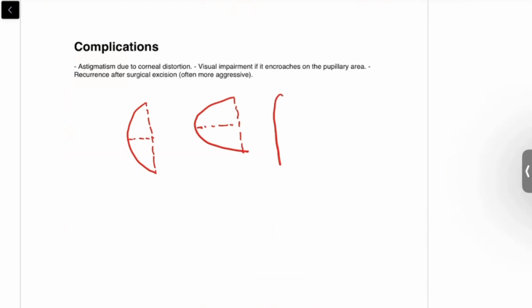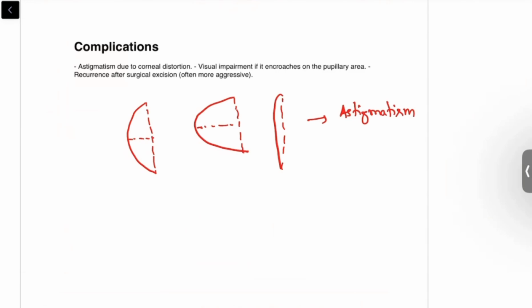What happens if we don't treat pterygium? It will lead to astigmatism because of corneal distortion. As we all know, the cornea has curvatures like this, it can be vertical curvature or horizontal curvature. So if pterygium happens, there can be a horizontal distortion or a vertical distortion. Based on this, there will be astigmatism. Okay, so visual impairment will be there, blurring of vision will be there, and so these are the complications.